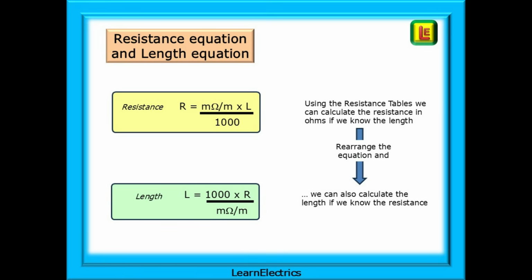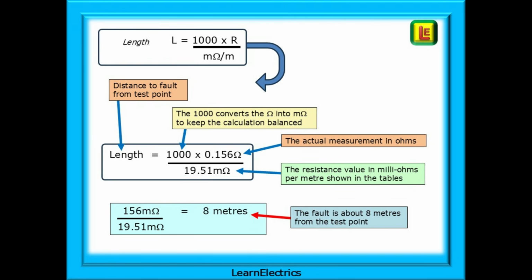Using the resistance tables, we can calculate the resistance in ohms if we know the length. But we already know the earth fault resistance, and we want to know the length of the cable to the fault. So we can rearrange the equation, and now we can calculate the length. These are 2 very useful equations that are well worth making a note of. We need to use the equation for length to solve this one. Pause the video and take a moment to look at what the information boxes are telling us about the different numbers. Put the numbers in the right places and the calculation is easy.